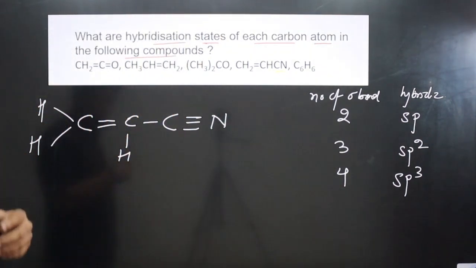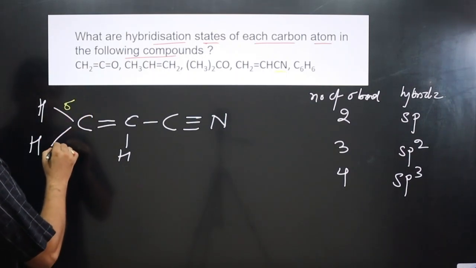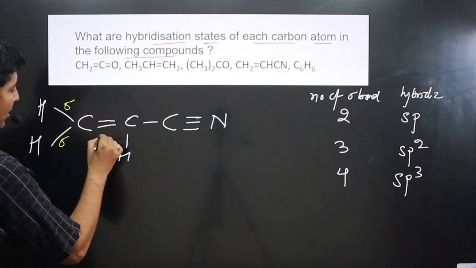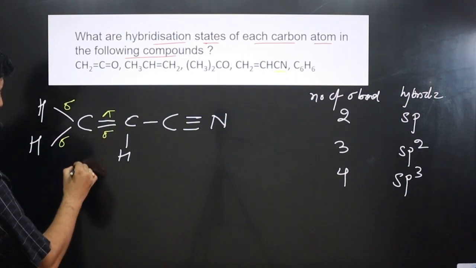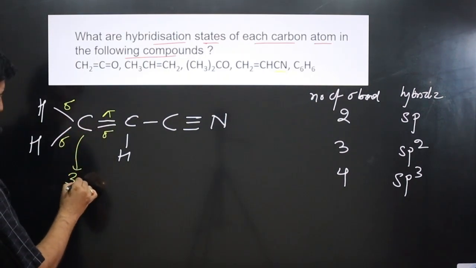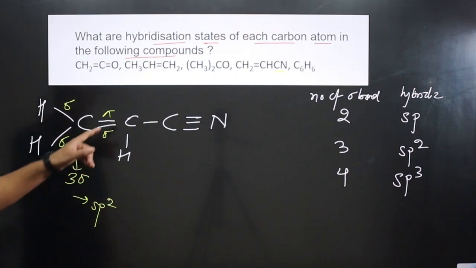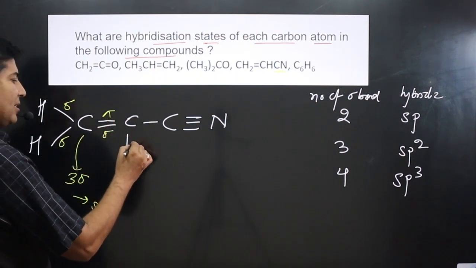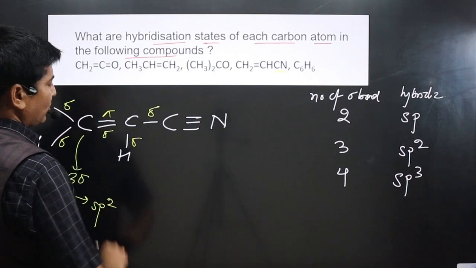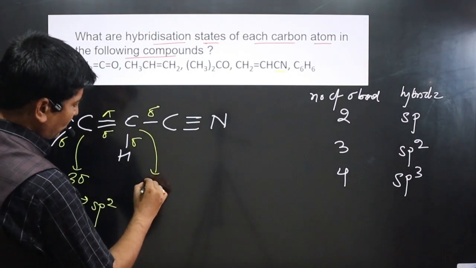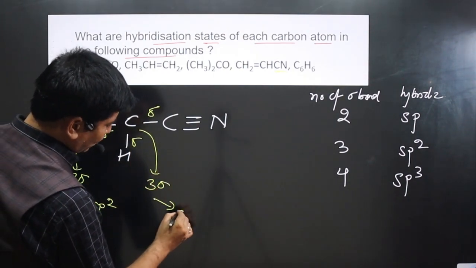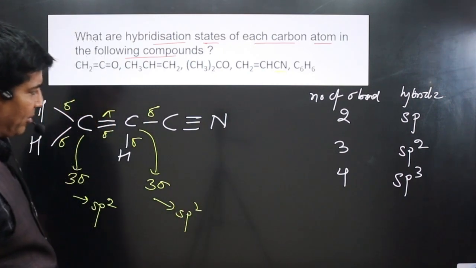Okay, find out the number of sigma bonds. Single bond, sigma bond; single bond, sigma bond; double bond, 1 sigma, 1 pi bond is there. So you can see this carbon is forming 3 sigma bonds. Then it will be sp2 hybridized. Now move on to the next carbon. You can see a single bond, sigma bond, this is also a sigma bond. Hence it is also forming 3 sigma bonds, and it will also be sp2 hybridized.